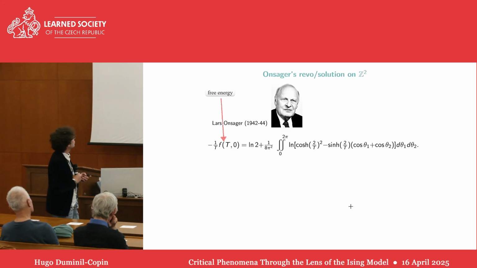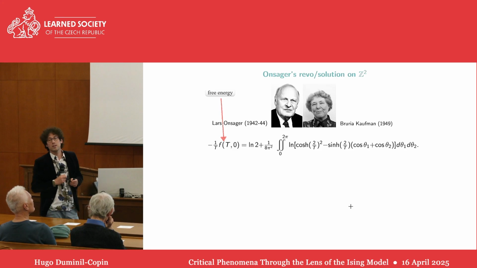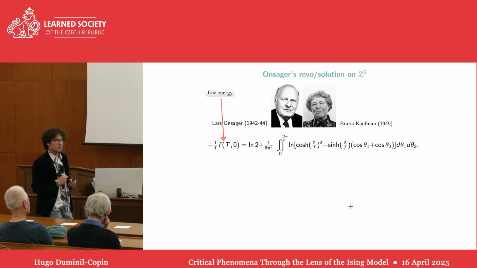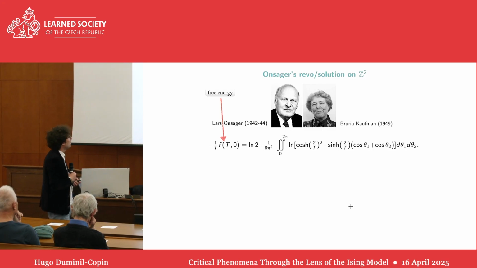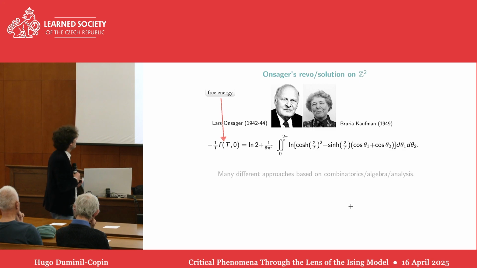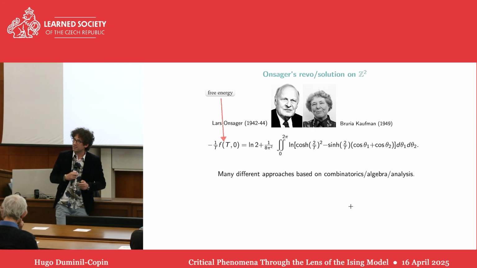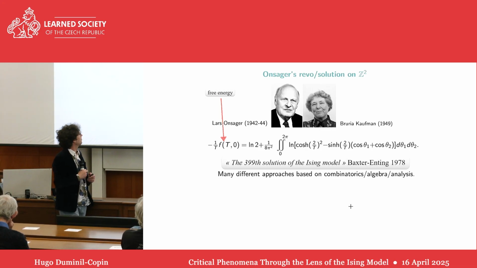And by the way, he computed it in a very complicated way. It's actually not so easy to even write a modern proof of this that is understandable. It's possible, but it's difficult. Bruriah Kaufman, who was his postdoc, did simplify the thing quite a lot. It was still a little bit complicated. But nowadays, there are many, many different approaches proving this. In fact, there is even a paper that is called the 399th solution of the Ising model.